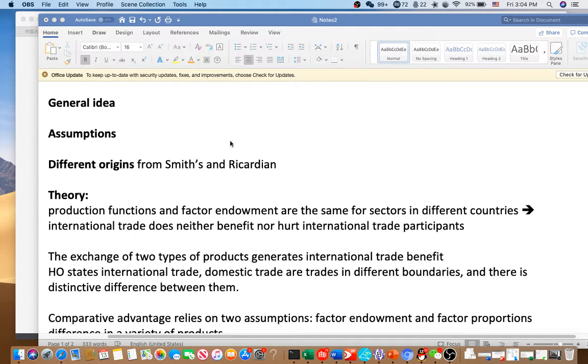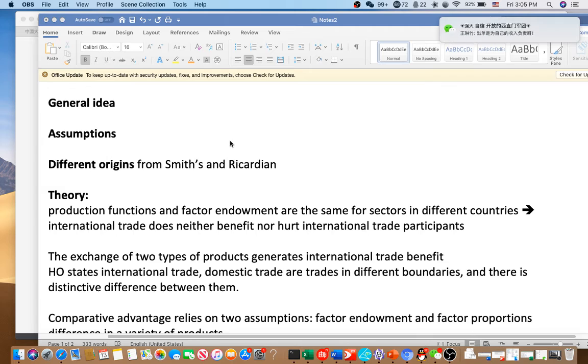Heckscher-Ohlin states that international trade and domestic trade are trades in different boundaries. We divide the big boundaries, according to differences in factor relative abundance, into sub-boundaries and sub-sub-boundaries. International and domestic trade have the same causes and characteristics. Therefore, there is no distinct difference between them.